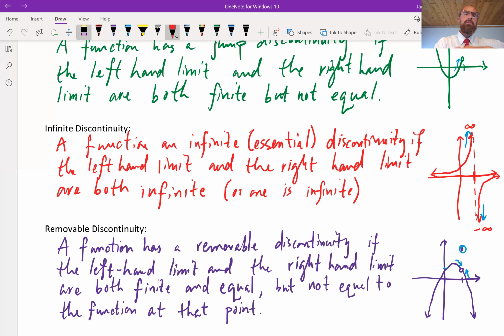Oh, I see I made a mistake here. Let me fix it. So a function has an infinite discontinuity. Okay, so make sure I get my verb in place.